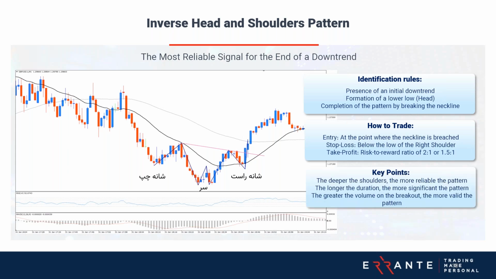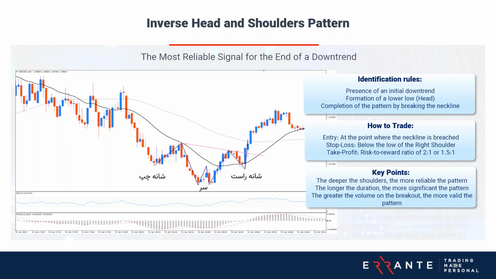Again, the depth of the shoulders plays a significant role in the reliability of the pattern. Deeper shoulders suggest a more substantial reversal, providing a stronger signal. Also, the pattern significance increases with the time it takes to form. So longer formation periods often correlate with more reliable reversals. And then just for stock trading, volume is crucial during the breakout. A surge in volume when the neckline is breached adds confirmation to the pattern's validity, indicating a strong buying interest.